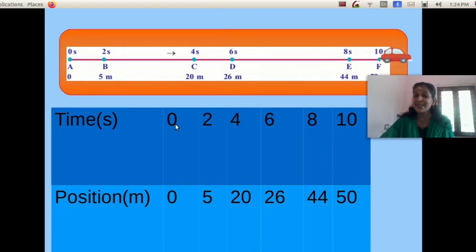So at 0 second, its position is at 0. It has not started its travel. At 2 seconds, it will travel 5 meter. At the 4th second, it will travel 20 meter. At the 6th second, it will travel 26 meter. So its position is not uniform. By using these values, we are going to draw a graph.